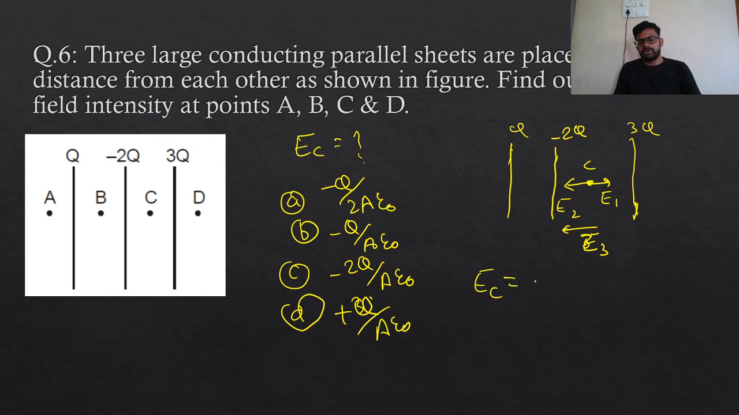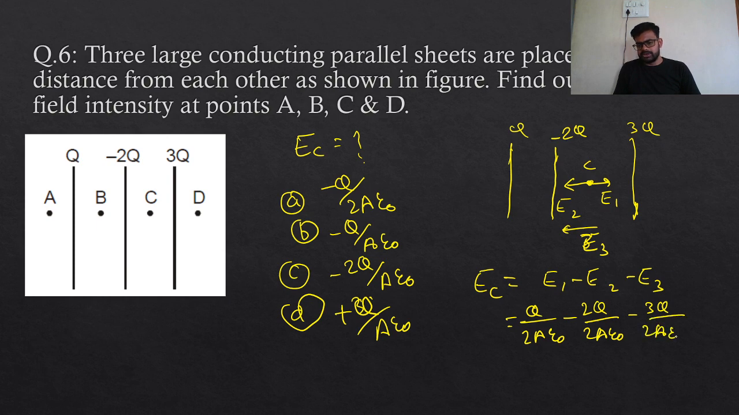E at C will be equal to, I will write E1 positive, E2 negative, and E3 negative, right? Q upon 2 epsilon naught minus 2q upon 2 epsilon naught, then minus 3q upon 2 epsilon naught. What are we getting? 3 plus 1 minus 5, that is minus 4. Minus 4q upon 2 epsilon naught. What we are getting? Minus 2q upon epsilon naught.